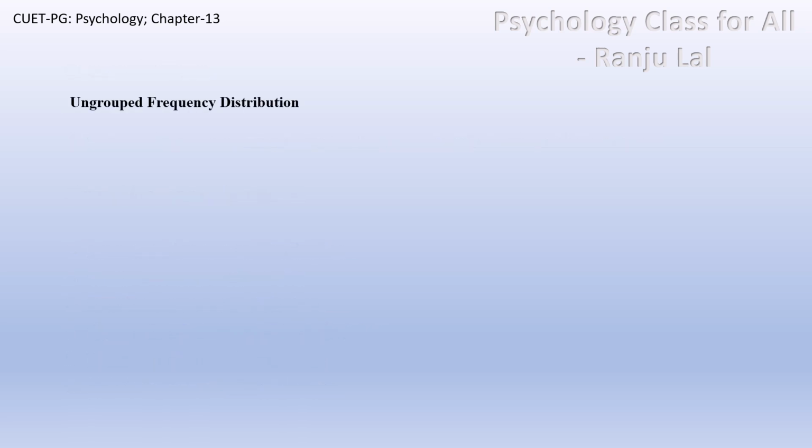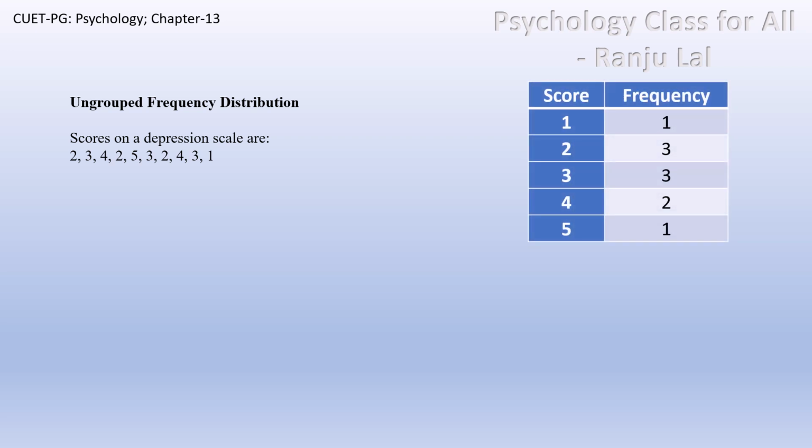So now we'll start with the first one, ungrouped frequency distribution. It's a table that lists each individual score and how often it occurs. Here is an example of scores on a depression scale. Now the frequency distribution table would look like this. Here each unique score is listed. This is good when there are only a few possible scores.